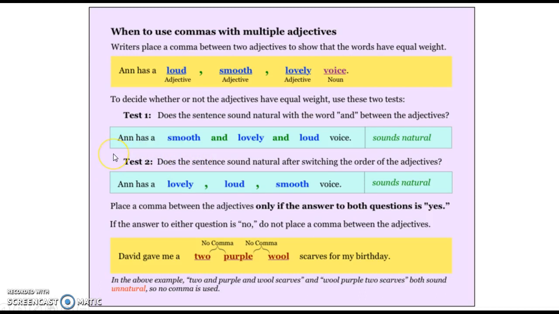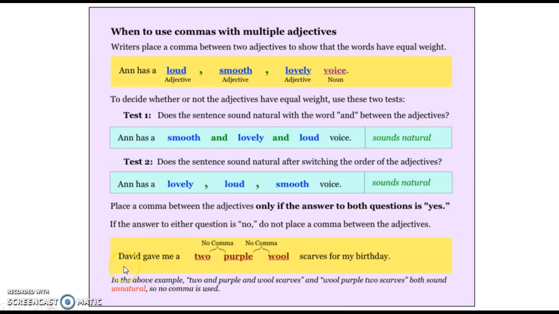The second test we do is if the sentence sounds natural after switching the order of the adjectives. So for example, if I switched these and said, Anne has a lovely, loud, and smooth voice, that still sounds natural. So those are our two tests, and we can only put a comma between the adjectives if both answers to those questions are yes. If the sentence sounds natural with the word and in between, and if switching the order still sounds natural. If the answer to either of those is no, you don't have a comma between the adjectives.